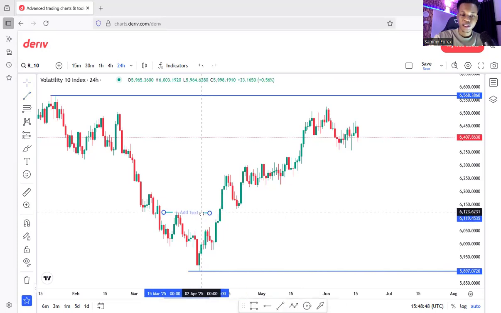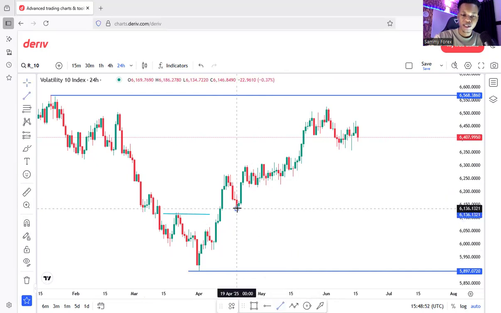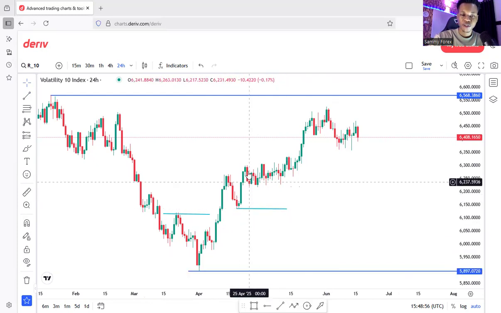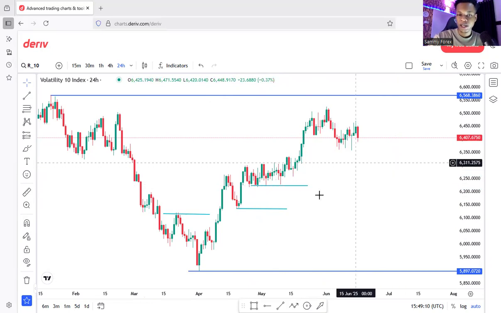So when price changed character, what happened? Price came all the way to retrace on it by creating this low. So price created this low and pushed all the way to break out of these highs by giving us another swing lows on this particular one. So this is another swing lows we're having here on the 24 hours time frame on volatility 10 index.